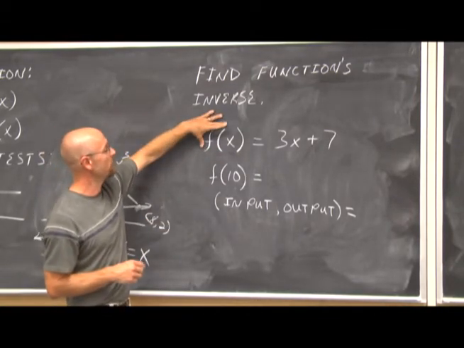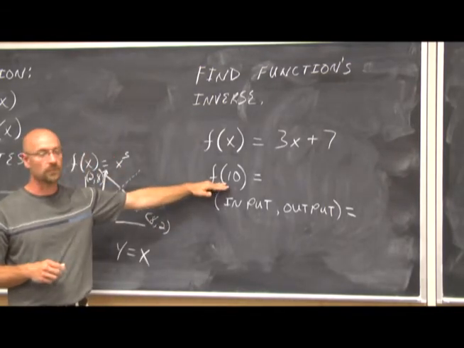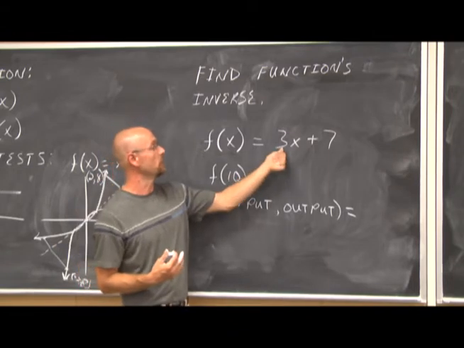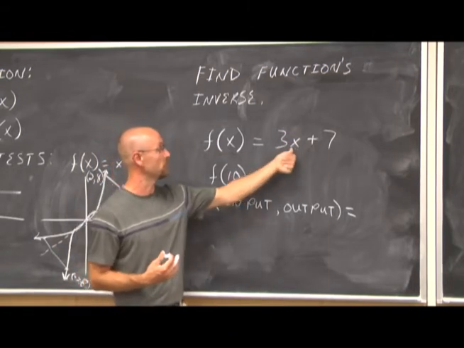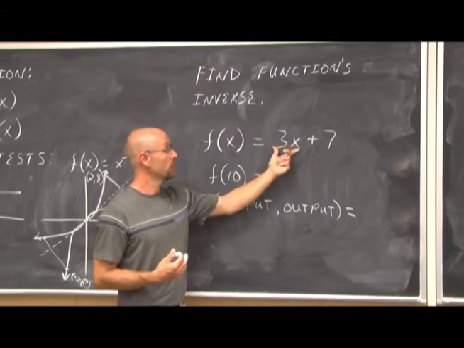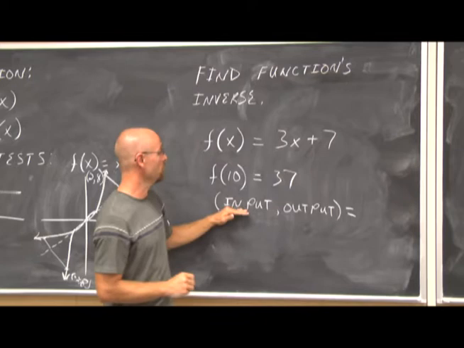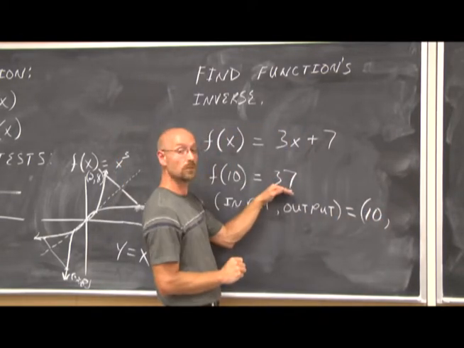Now, if I have this function, f of x equals 3x plus 7, and I want to evaluate it for f of 10, what exactly am I doing? Well, the first thing I do is multiply 3 times 10 to get 30. 30 plus 7 is 37. So my input was 10, and my output was 37.